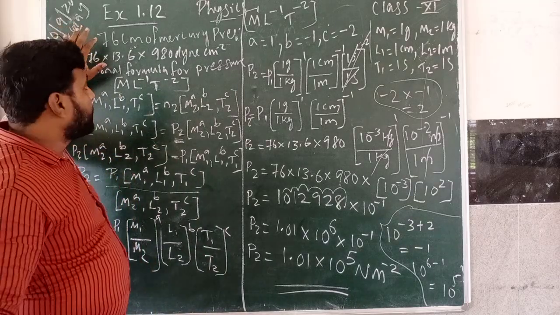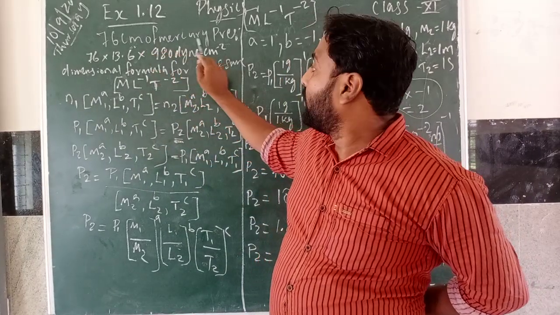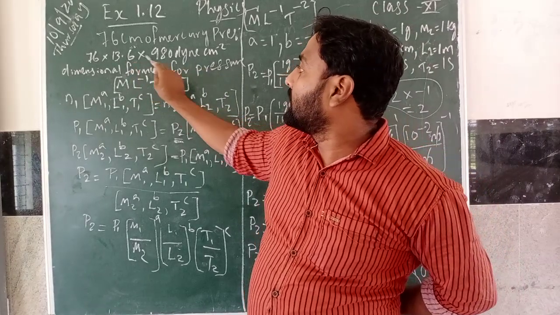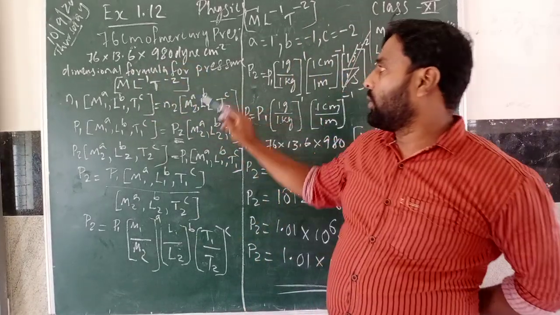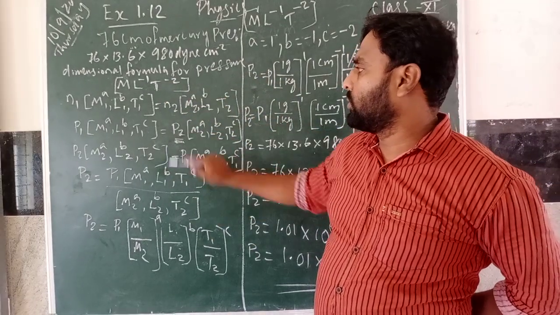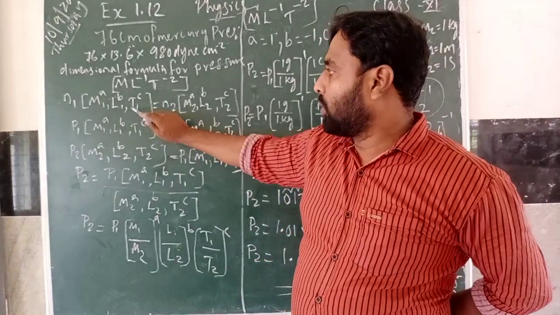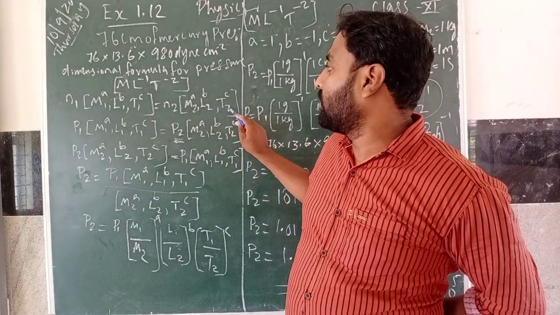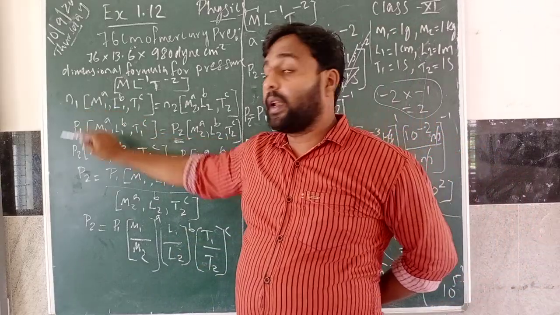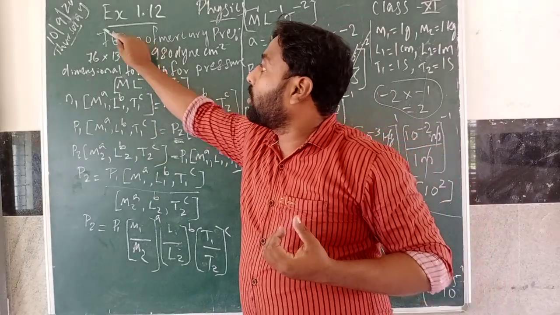First you have to convert the 76 centimeter of mercury pressure to dyne. When we are converting into dyne, 13.6 into 980 will come. Now you have to write the dimensional formula for pressure: M L power minus 1, T power minus 2. Then we have to use the formula n1 M1 L1 T1 to the powers a b c equals n2 M2 L2 T2 to the powers a b c, the product of numerical value and its corresponding unit.